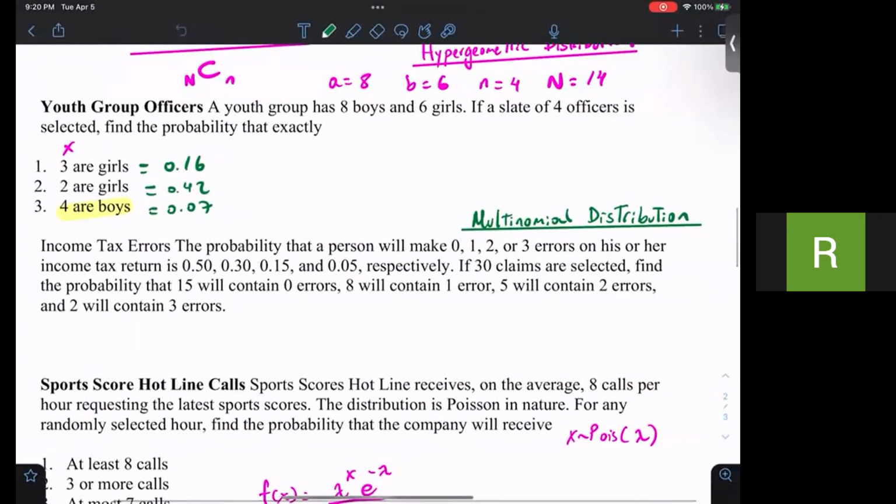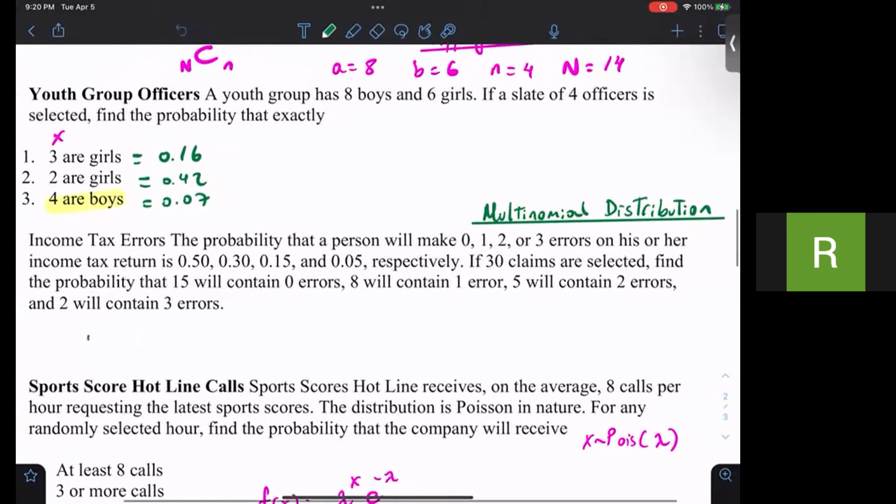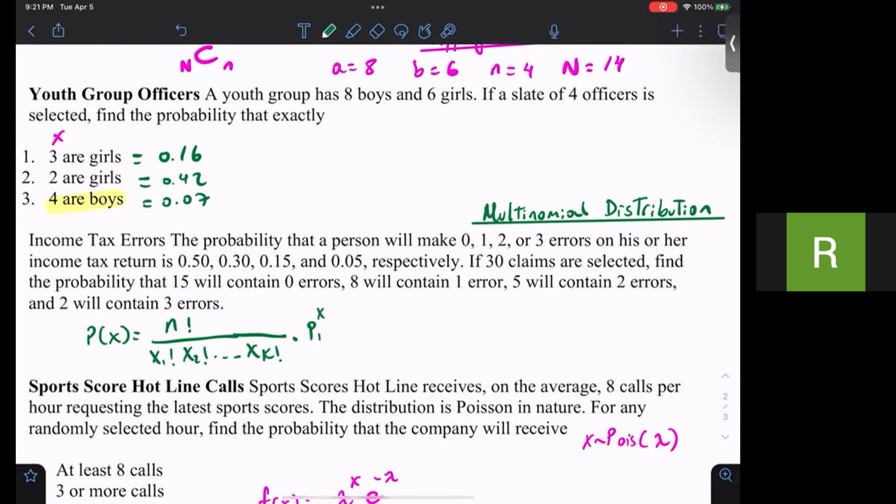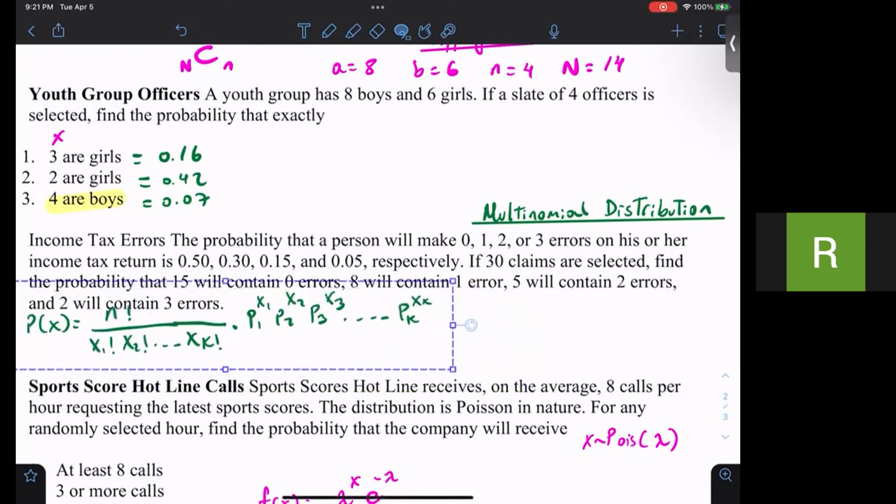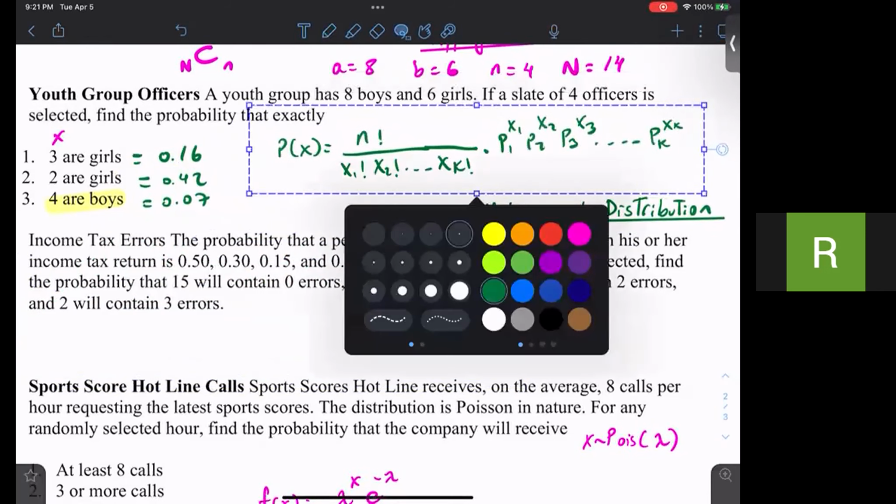Okay. So the PMF, P of X, is n factorial over x sub 1 factorial times x sub 2 factorial up to x sub k factorial, times p1 to the x1, p2 to the x2, p3 to the x3, up to pk to the xk. That's the multinomial distribution. The only thing I need to do is use the PMF and solve the problem. So the first question, let me change the color and put that in red so you can see what I'm talking about.